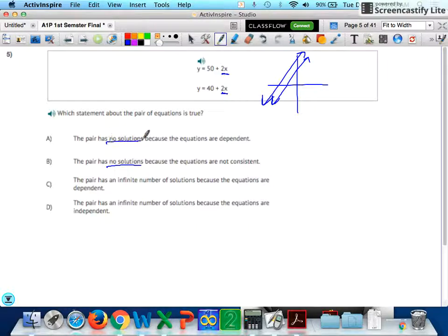That shows up in 2 options. So I know A and B are out. Or I'm sorry, I know C and D are out. A and B are my only 2 chances. But now I'm down to a 50-50 shot. I've got to know a little bit of definition.